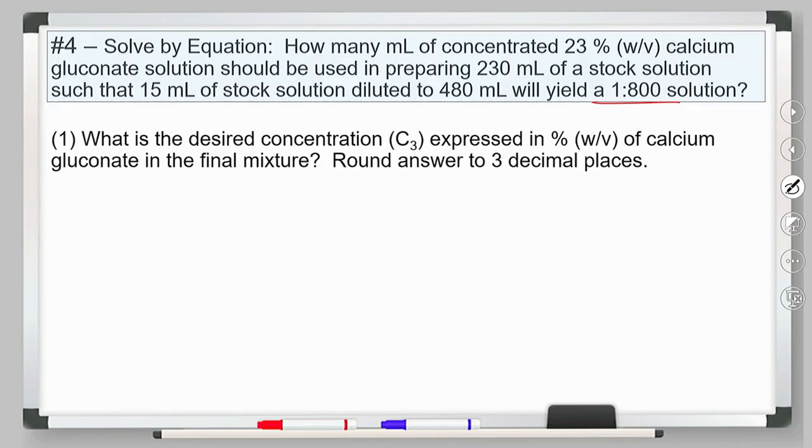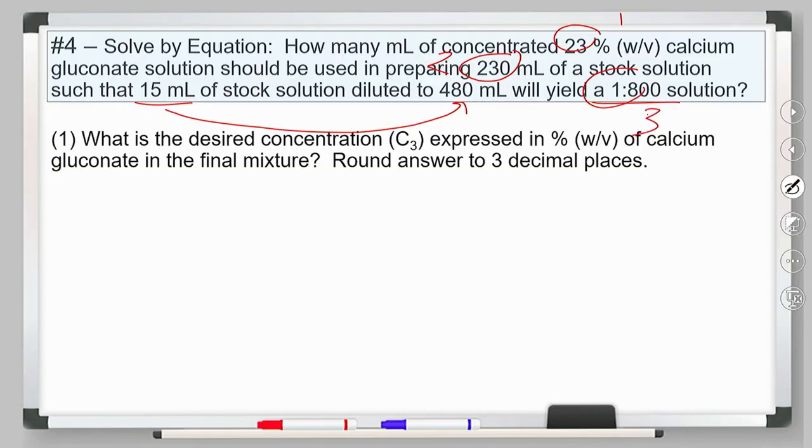So in this question, how many milliliters of concentrated 23% calcium gluconate solution, what volume, what quantity of that 23% concentration solution should be used? That's ultimately what we're solving for, but we want that such that when we prepare 230 mils of a stock solution, and we take 15 mils of that stock solution and dilute it to 480 mils, we get a 1 to 800 concentration. So these are the ones, this is the twos, and this is the three.